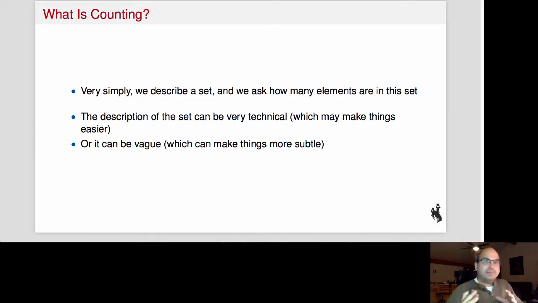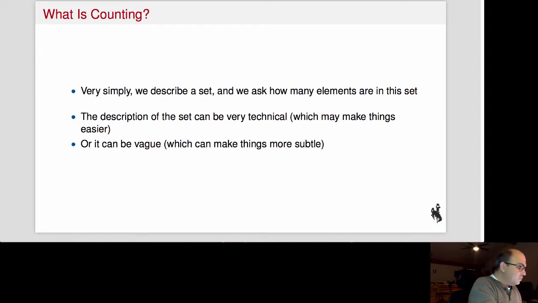So here's what counting means. We're going to start with a description of some set, okay? And we're going to ask the question, so how many elements are in this set? And if we're lucky, the description of the set is going to be very formal, mathematical, because that'll make it easier to count. If we're not so lucky, then it's going to be vague. And so a lot of the job will be understanding exactly what the definition is so that we can write it in a mathematical form that lets us count it.